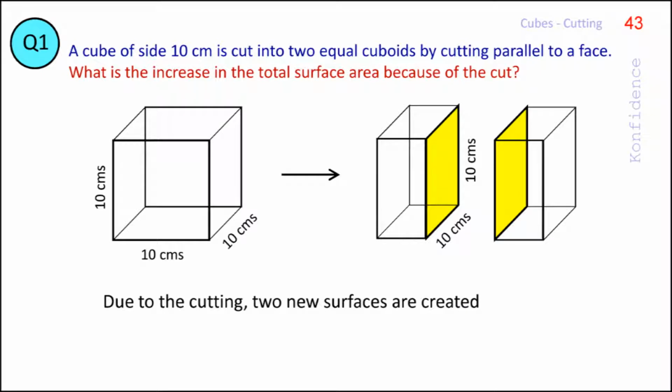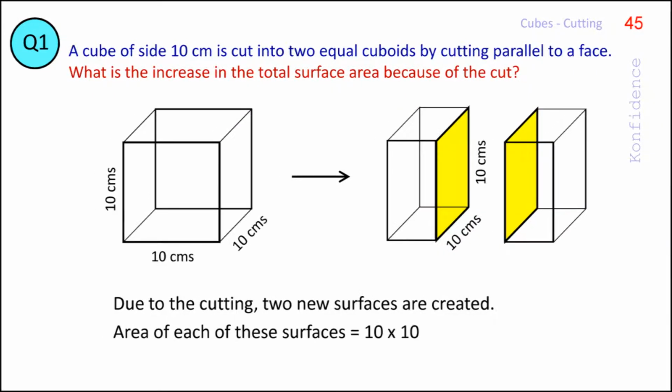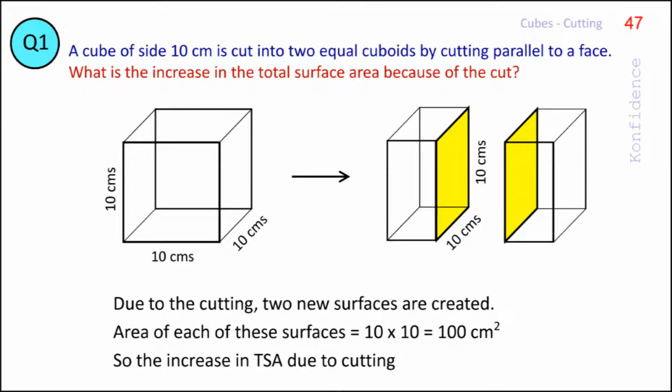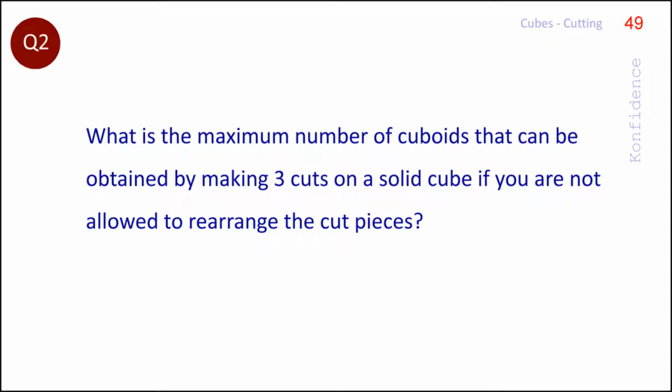The two newly created faces are shown in yellow. We can see that they are also squares with length of side 10 centimeters. The area of each of these new squares equals 10 centimeters times 10 centimeters, which is 100 square centimeters. As two such squares are created as a result of cutting, the newly created surface area is 200 square centimeters. Now please read the question Q2.